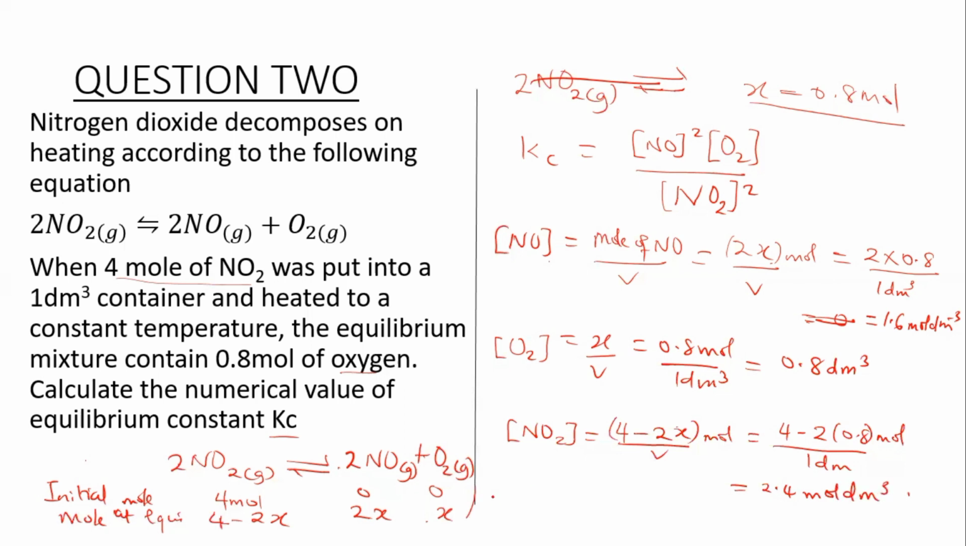So therefore, we can now calculate the Kc. Kc now is everything here. That's going to be NO2, which is 1.6 squared times 0.8, all over 2.4 mole per dm cube. And of course, when you press your calculator, you're going to get 0.355.